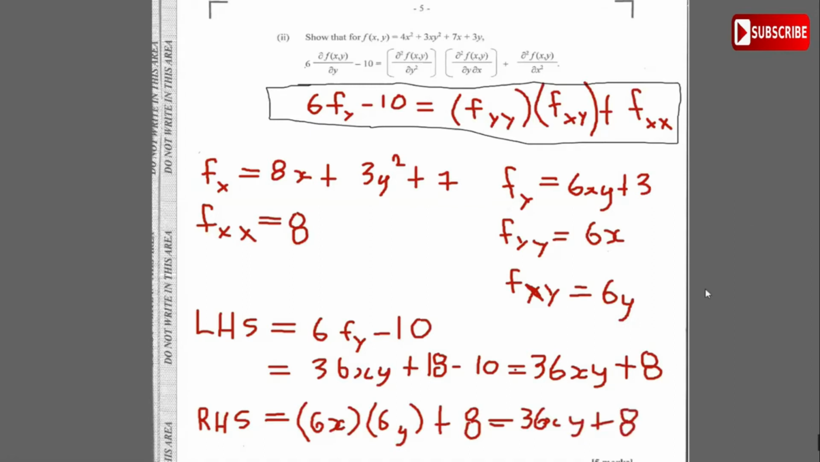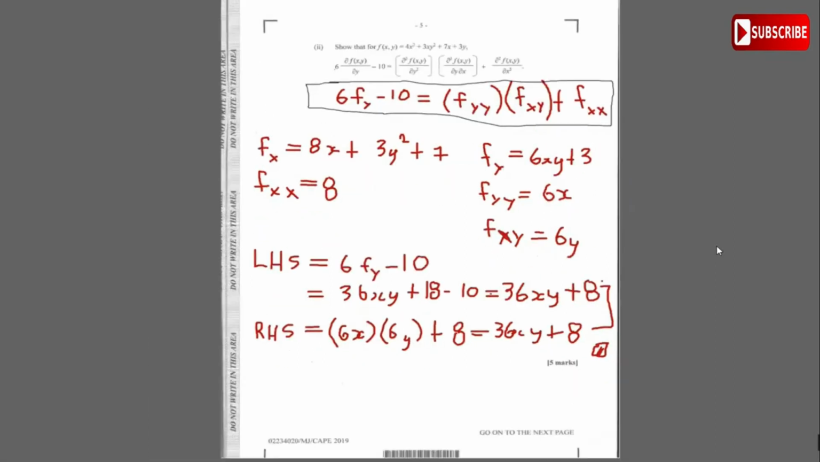Nice. Now look at it. These two are the same, so it's proven. That's how you do that. So we justified this. Nice and easy.